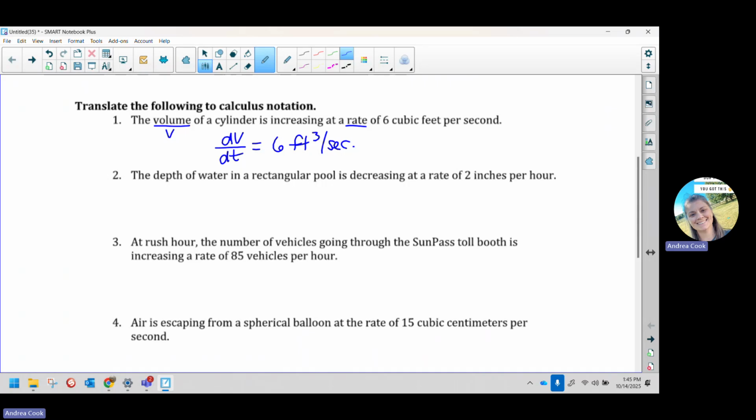Okay, depth of water, I'm going to call that h, like the height of the water. Does it matter what variable we're using? No, usually it's V for volume or A for area. Other than that, you would have to assign your variable, actually write it out, or draw a picture with your variables. All right, so the depth of water is decreasing at a rate. So dh over dt is decreasing, so my rate is negative 2 inches per hour.